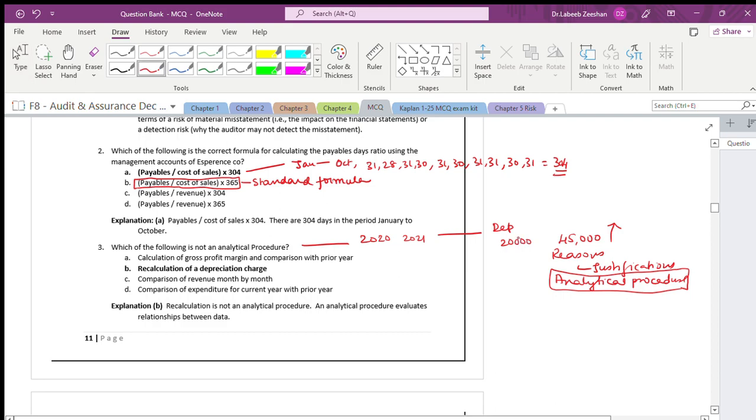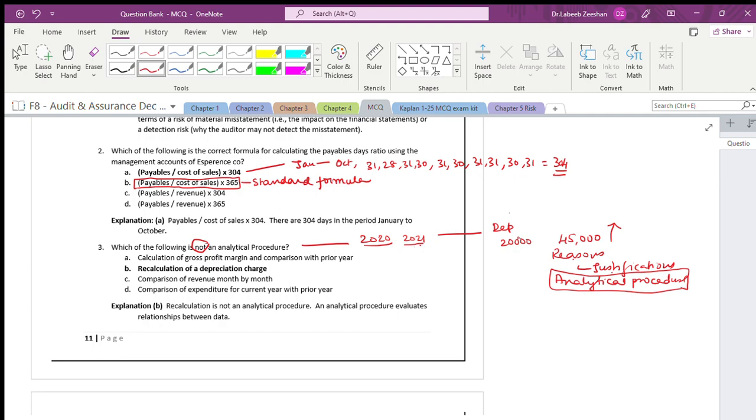Calculation of gross profit and comparison with the previous year. We are doing it for the current year and for the previous year, 2021 and 22. We are talking about the reasons and the justification. What is the question they are asking? They are asking which is not an analytical procedure.